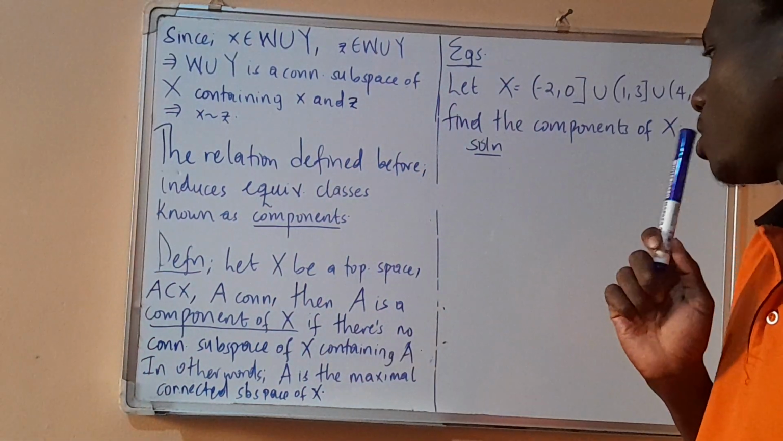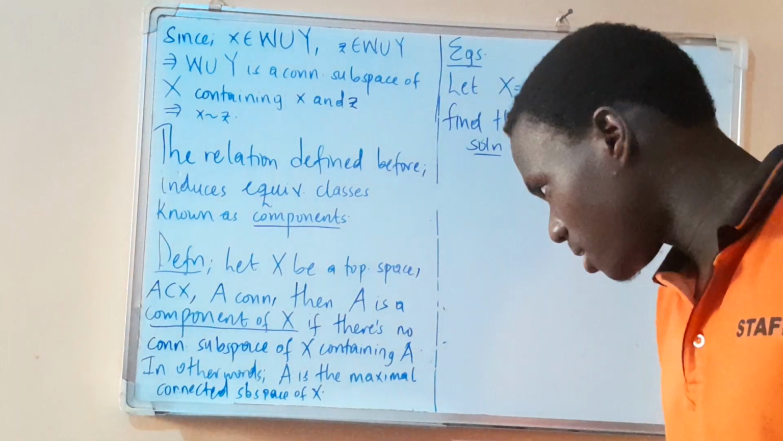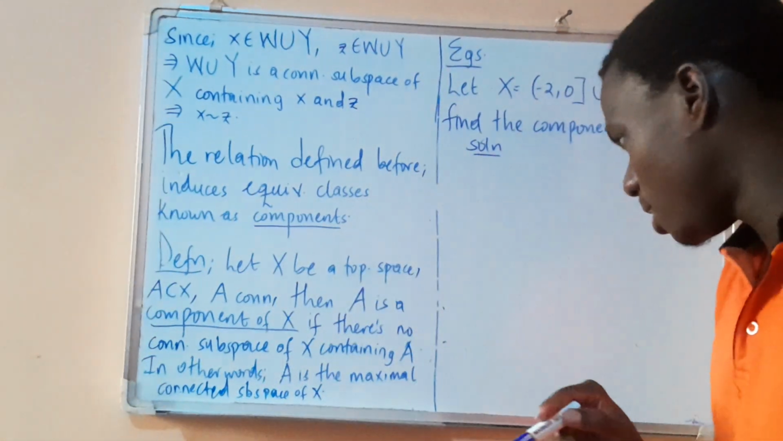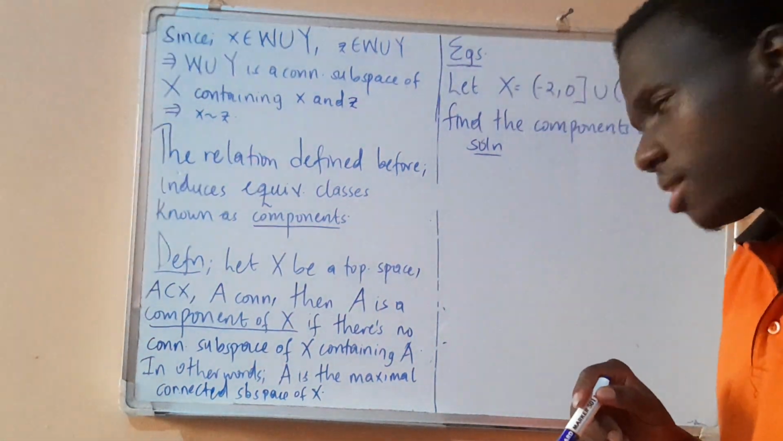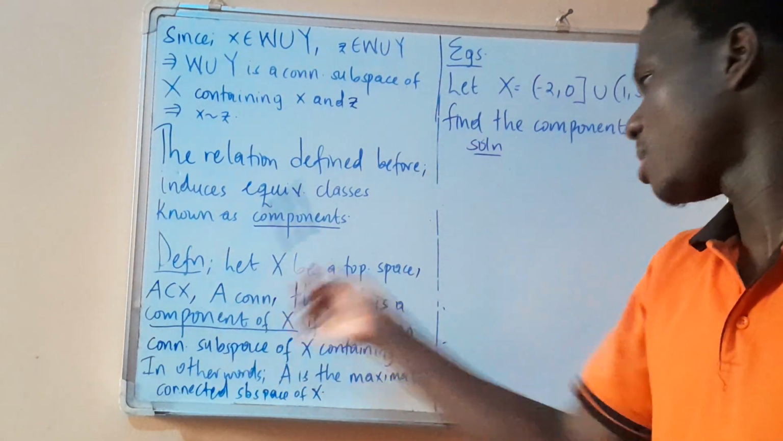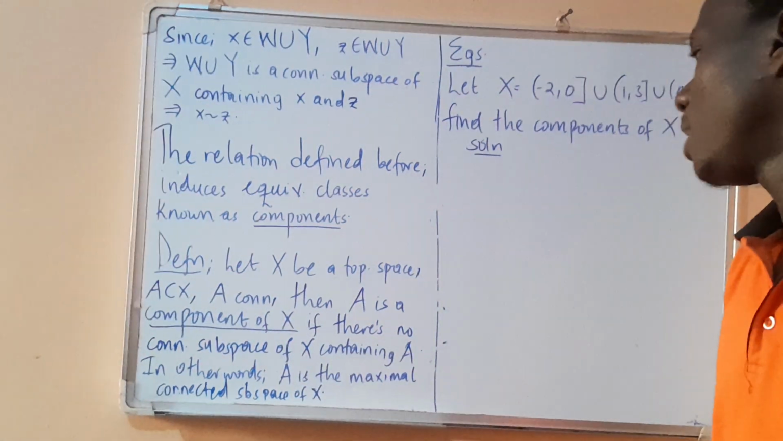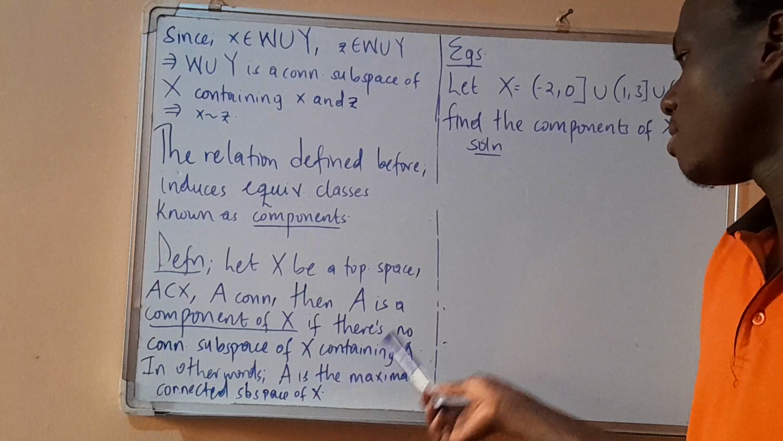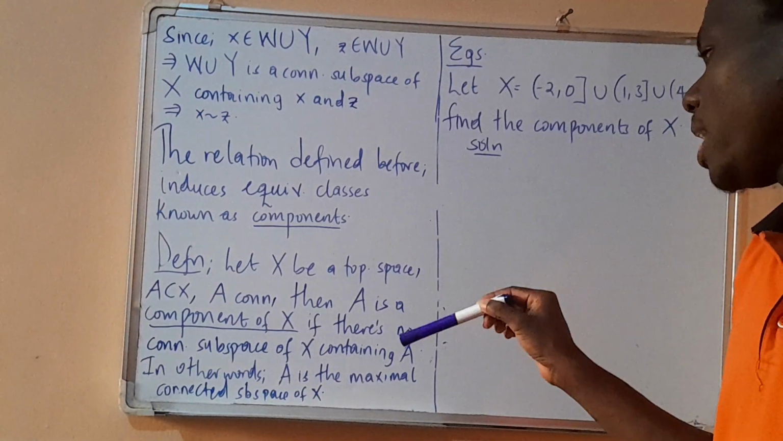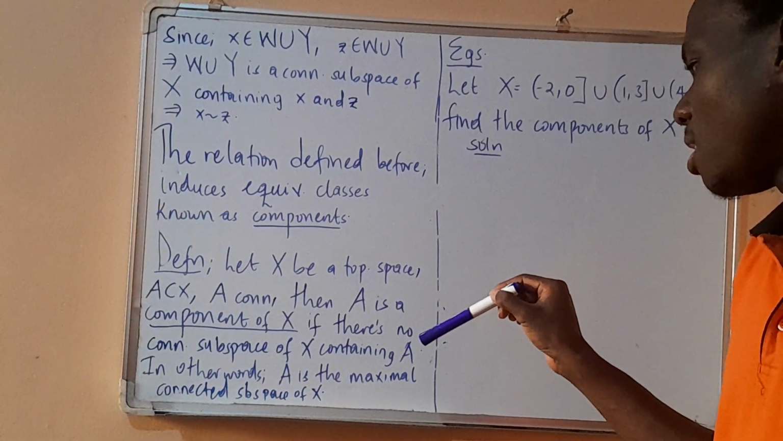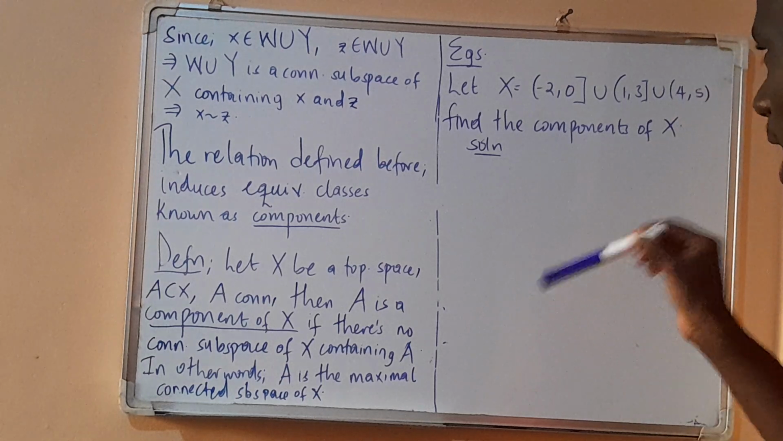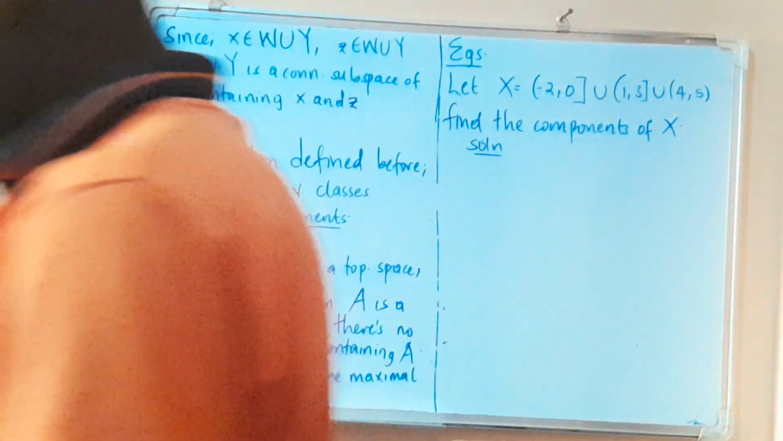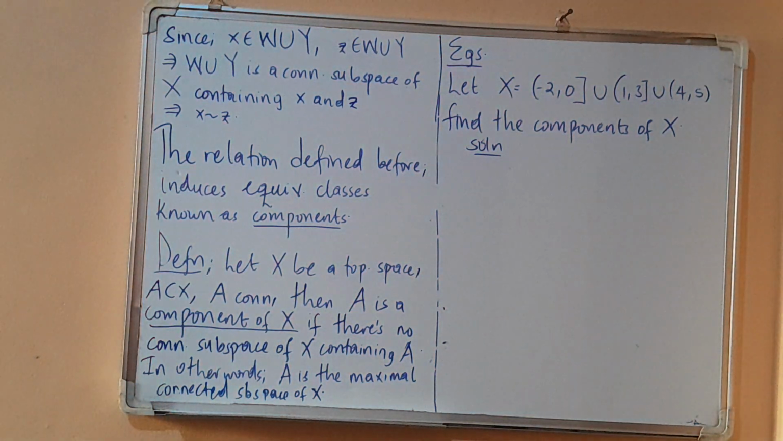We define a component of X as a subset of X which is connected. So A is a subset of X, A connected. Then A is a component of X if there exists no connected subspace of X containing A.